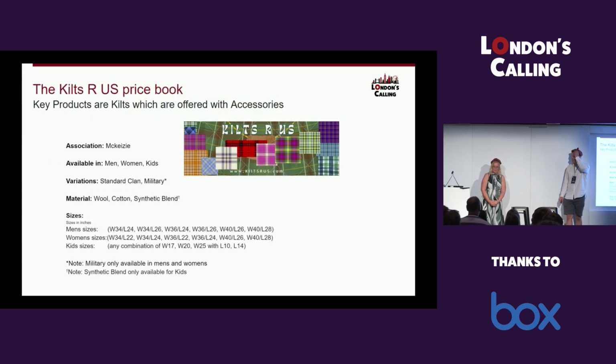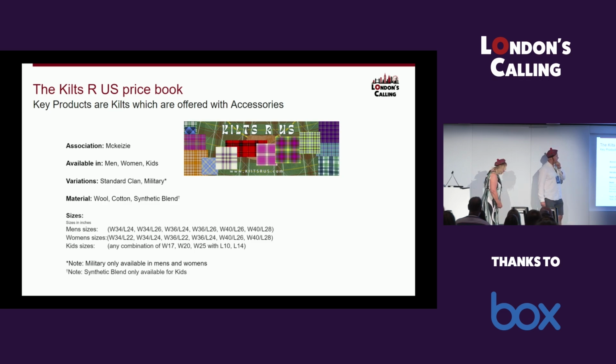So the order form basically looks like this. Their kilts can be sold with different associations. They can be available for men, women, and kids. The variations, lots of variations: standard clown, military, different materials, obviously different sizes, but there are some caveats. As you can see, military is only available for men and women, and the synthetic blend is only available for kids. So Angus, based on what we know, what do you think a really good starting point would be?